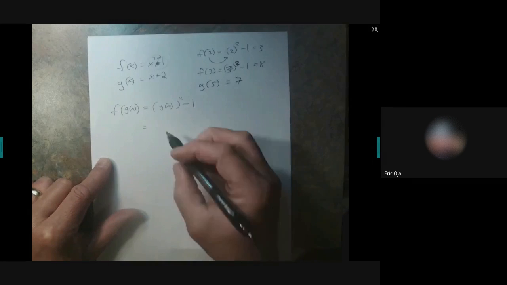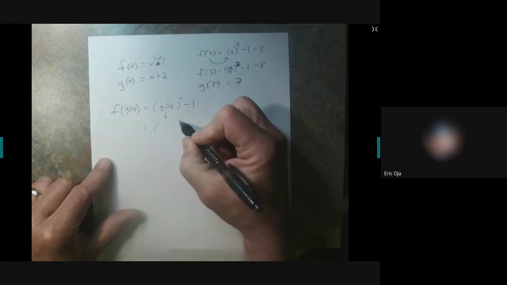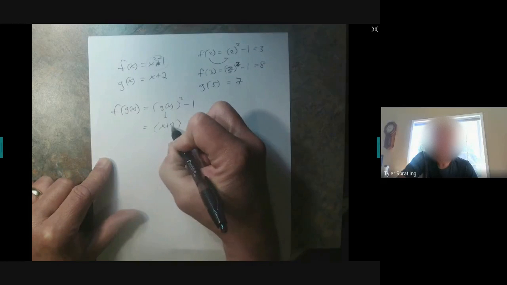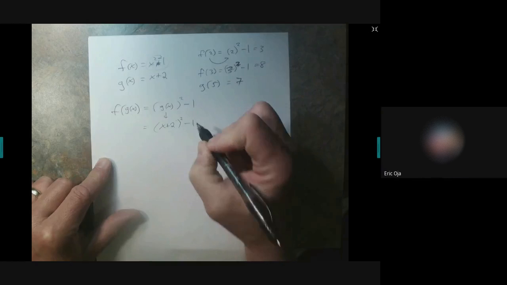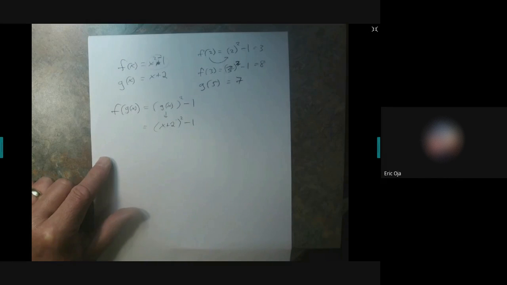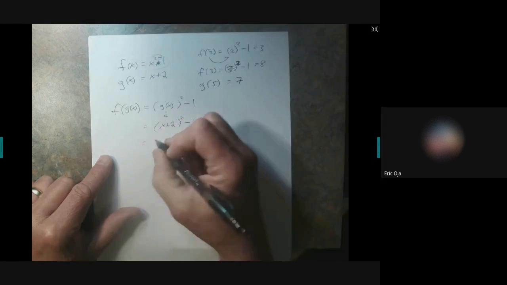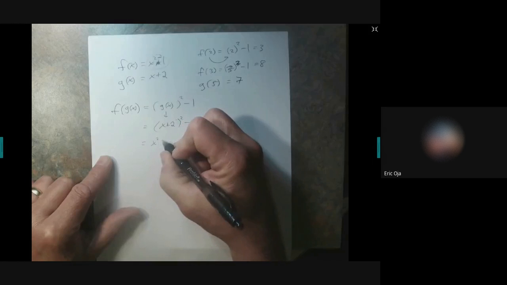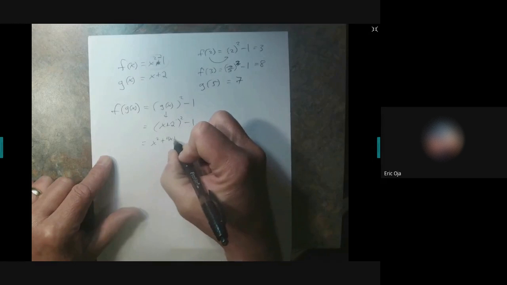Well, we know what g of x is. G of x would be x plus 2 squared minus 1. Exactly. And so all I'd have to do now is just simplify that. So I could square out x plus 2, and if I square out x plus 2, I'm just going to get x squared plus 4x plus 4.